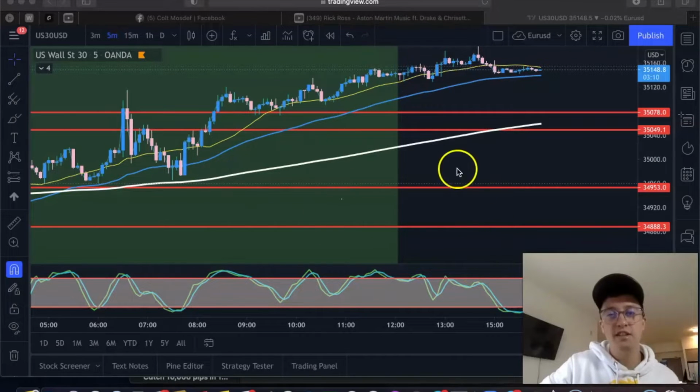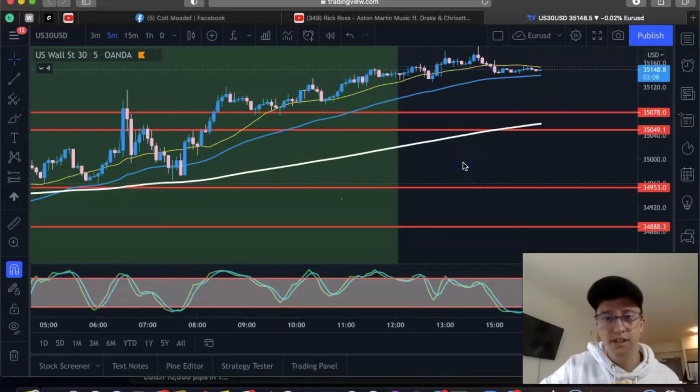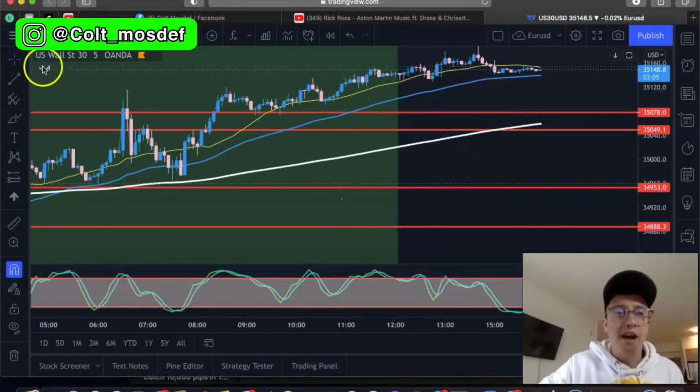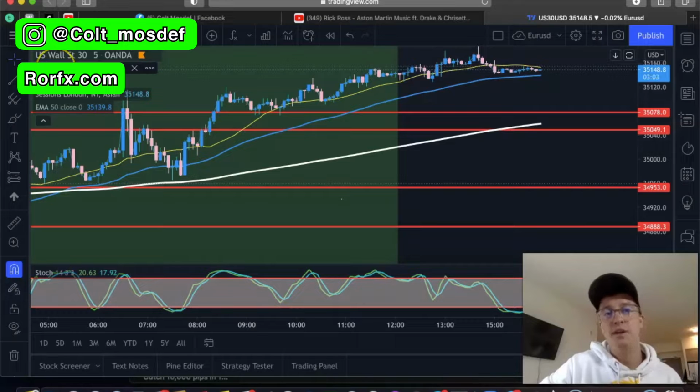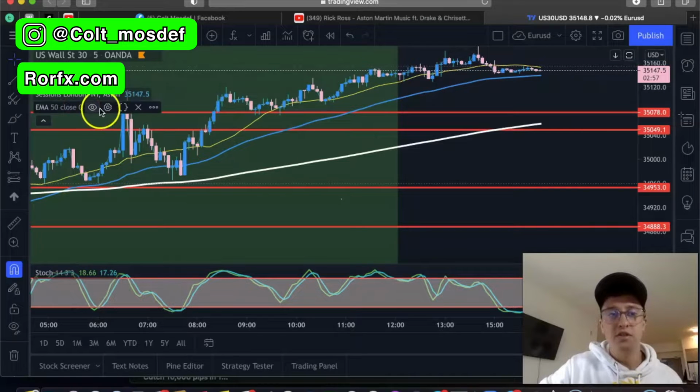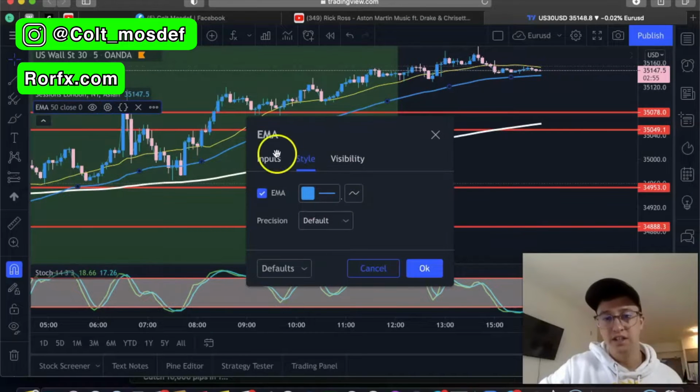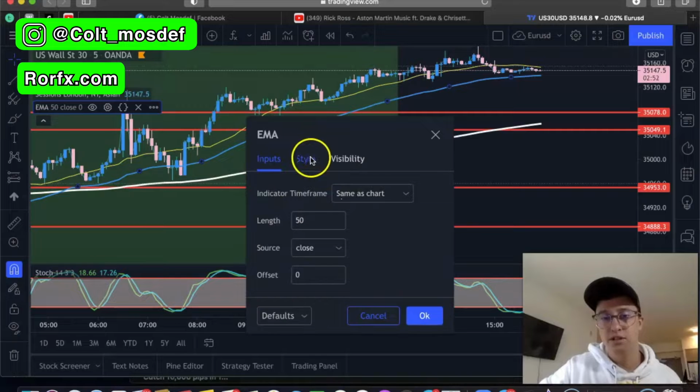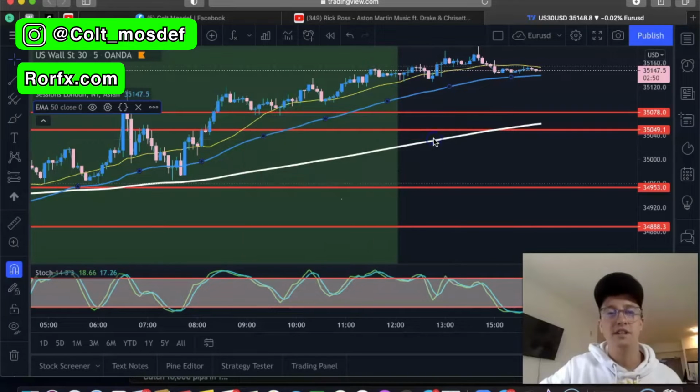So the indicators I use, I try and keep it really basic, really easy. I like to use my MA, my 20 MA. Now when it comes to the EMAs, I have the 200 EMA and the 50 MA. You guys all know how to use it and change the colors and all the inputs and stuff like that. It's very, very easy to do that.